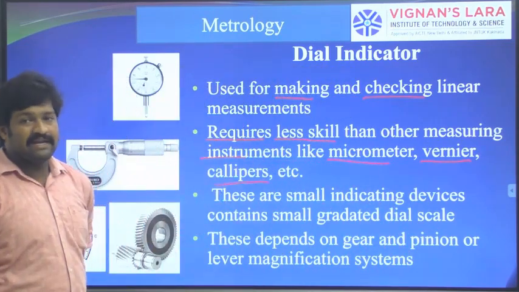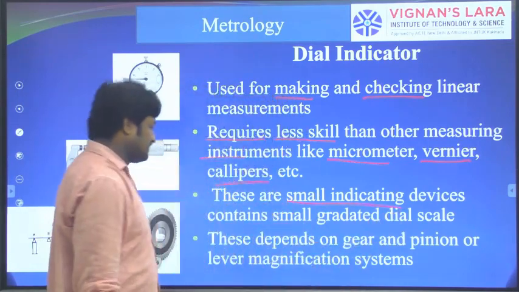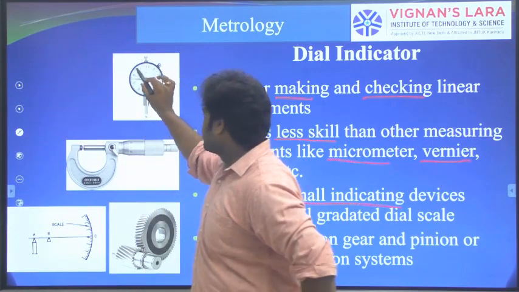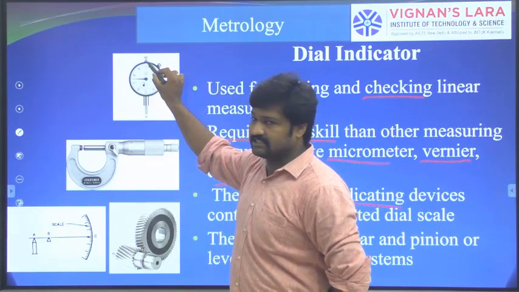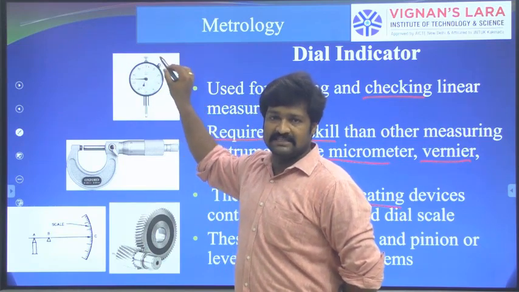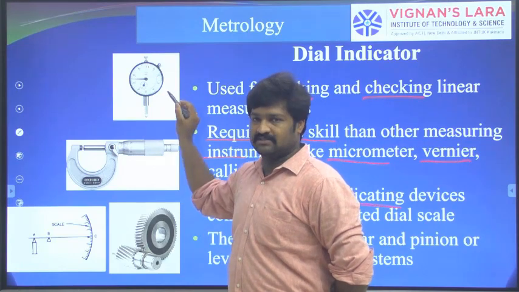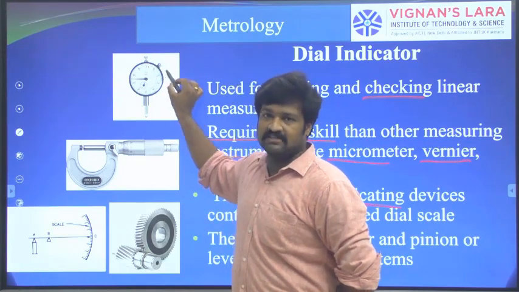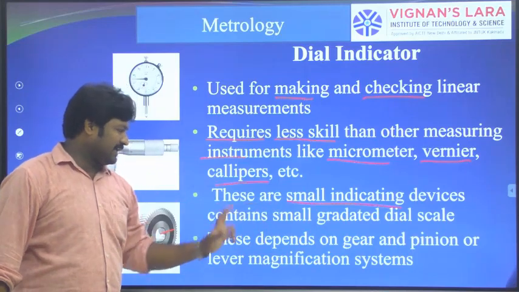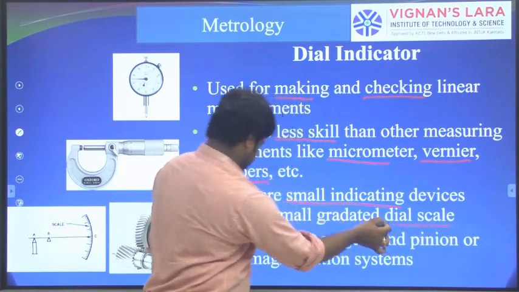Dial indicators are small indicating devices, containing a small graduated dial scale. Here the scale consists of graduations, which means it is a complete scale. The complete 360 degrees is divided into some sectors, that is, some graduations. Some lines are marked on this scale. So these are small indicating devices containing a small graduated dial scale.